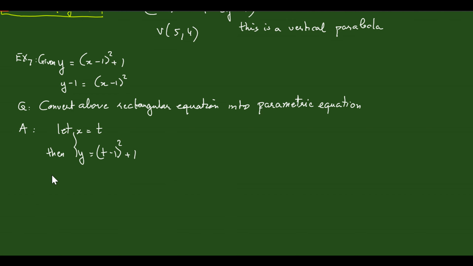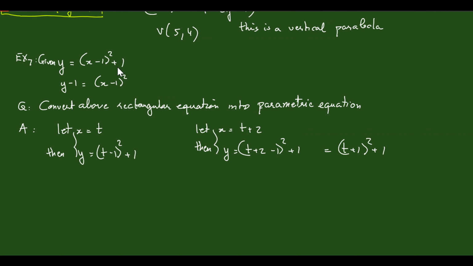So this is one of the forms of parametric equation that represents this rectangular equation. But there are so many parametric equations. That's why we call it para. For example, instead of letting x equal t, you can let x equal t plus 2. Then your y will become (t plus 2 minus 1) squared plus 1. Then you have (t plus 1) squared plus 1. So this is also one of the parametric equations that represents this rectangular equation, y equals (x minus 1) squared plus 1, from example 7.